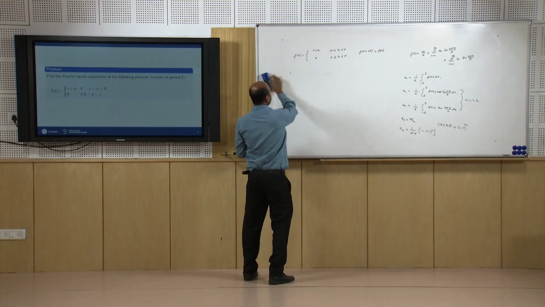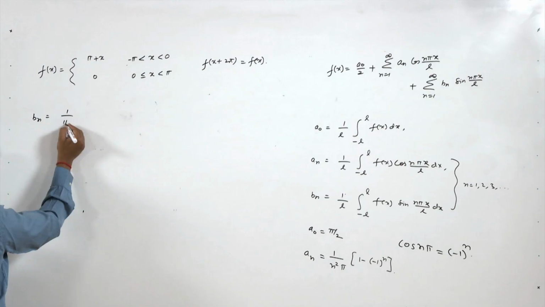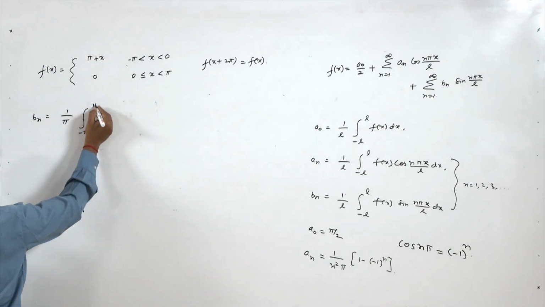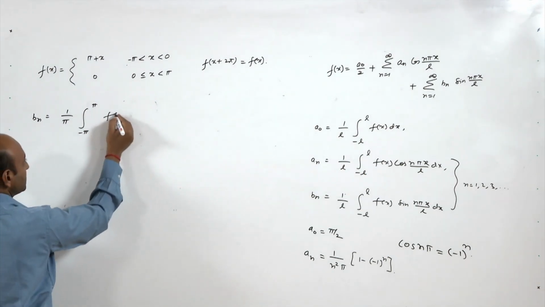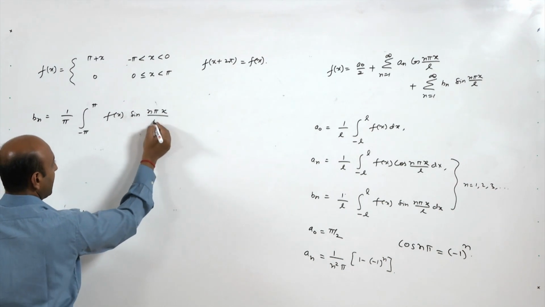Now, let us compute the last term, that is Bn. Bn will be nothing but again 1 by pi integral from minus pi to pi of f(x) sin(n pi x by L), L is pi.